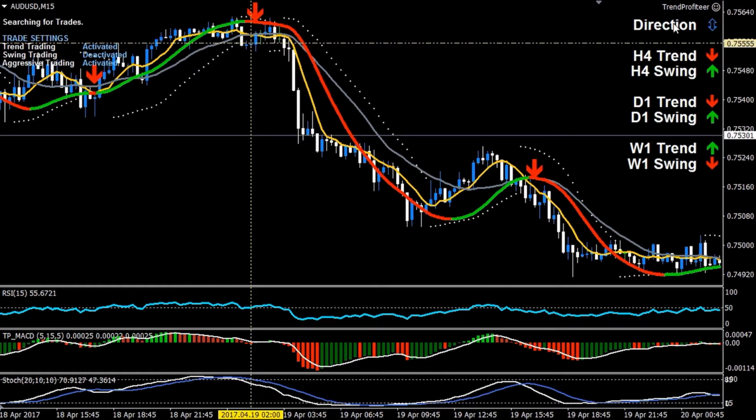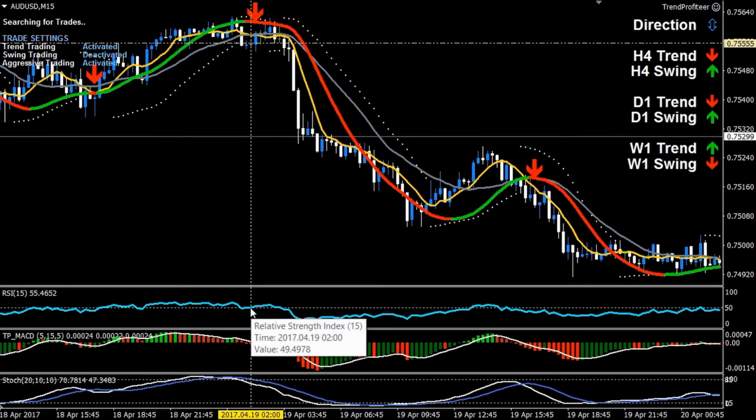So here we have a bidirectional market in place with the overall trend direction blue arrow being displayed. We have the trend follower changing to red. We have the yellow moving average just below the gray moving average. We have the RSI 50 or below. It's just a touch below 50 when you hover over it.